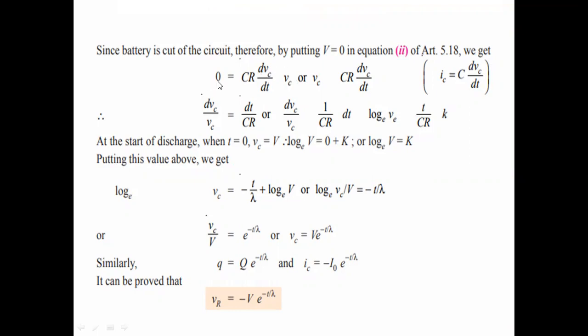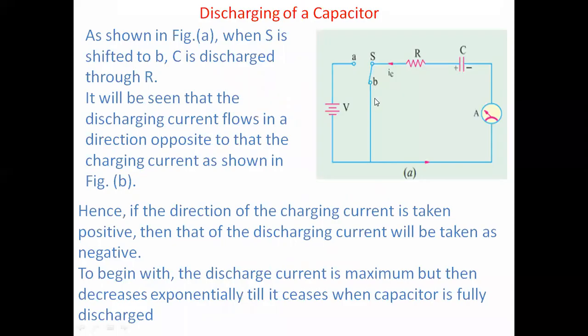So that gives V equals CR dVc by dt plus Vc. Here Ic is equal to C into dVc by dt. Ic is equal to C into dVc by dt. So with this, here we have equation 2. We'll see what that equation is.